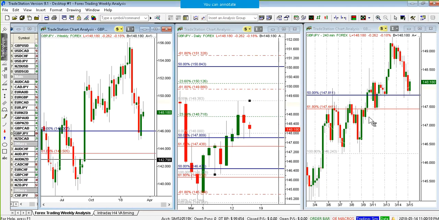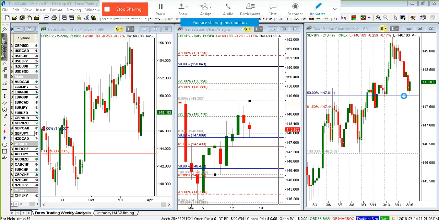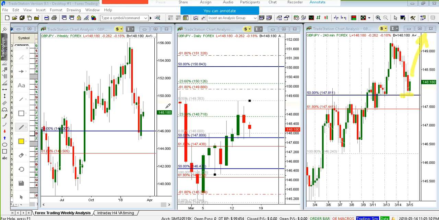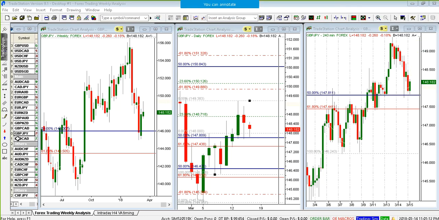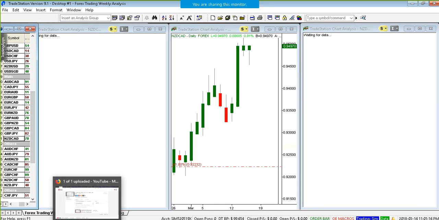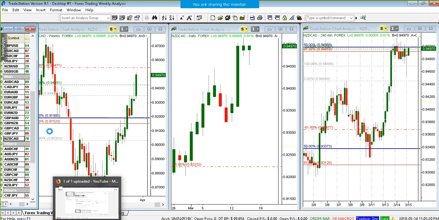All right, so this has been retested twice, the second time successfully, so this is a good indication that this market could continue higher. All right, so that's a good trade there. And next we have the New Zealand dollar, Canadian dollar.